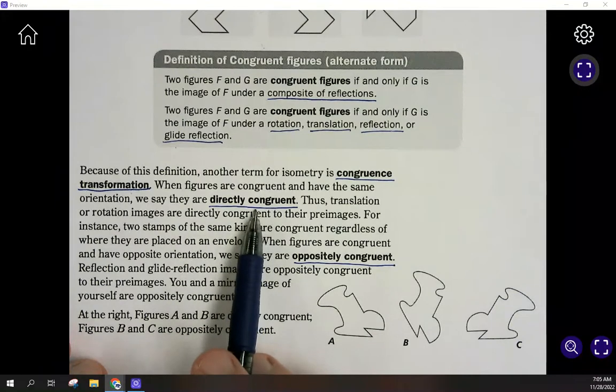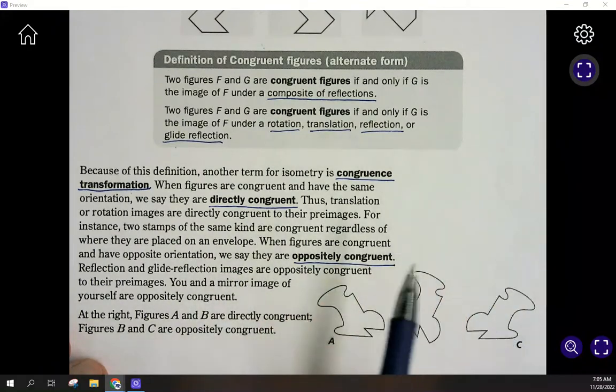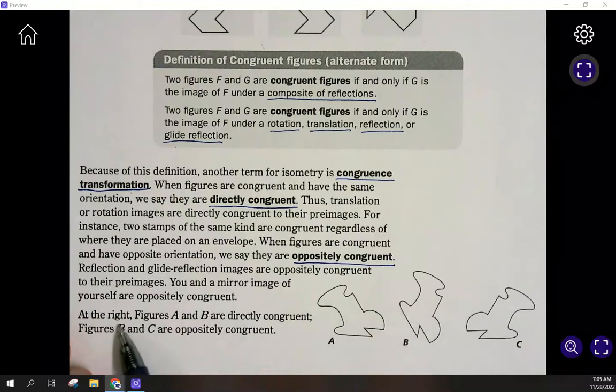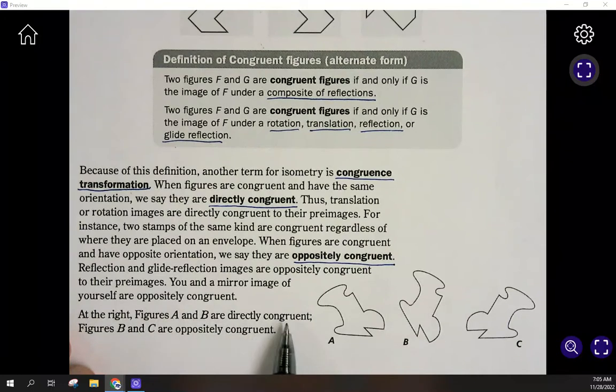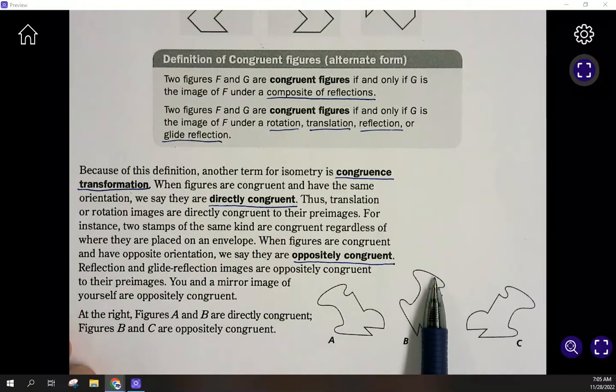So basically, if I can just take the shape and move it over and it's going to match another one like A and B, you can see at the right, A and B are directly congruent because I can take one and just slide it over to the other one.